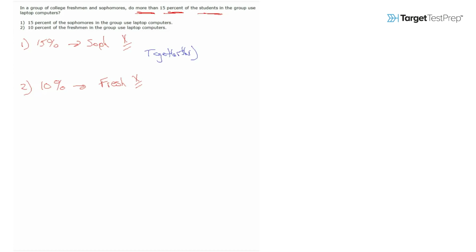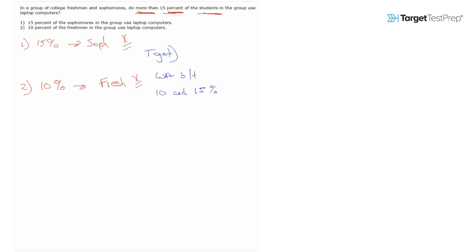Now, what we should notice here is that when we're looking at our statements together, we should be able to say that the weighted average is between 10 and 15%. Because remember, we know we're only dealing with freshmen and sophomores. And a lot of students, when they look at this question, say E because they say, well, how many freshmen and sophomores do we have? How do we know if it's greater than 15% or not when we don't know the quantities?